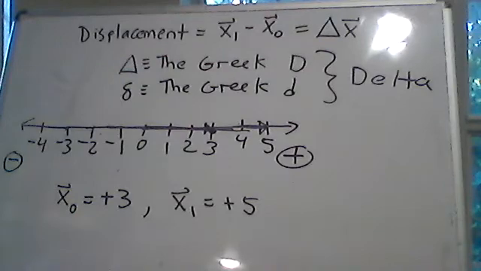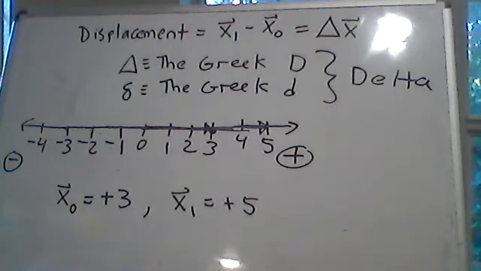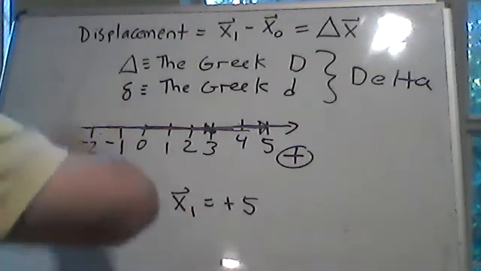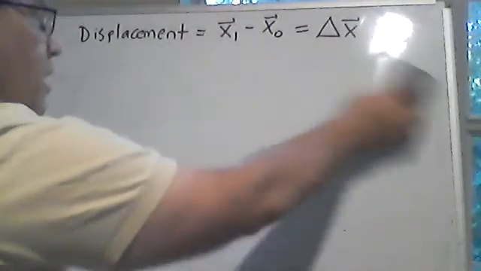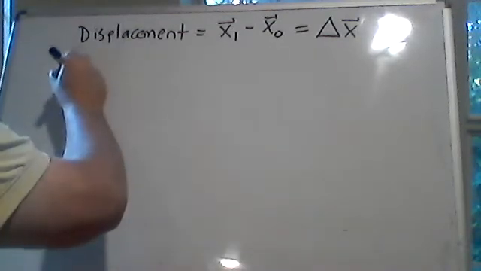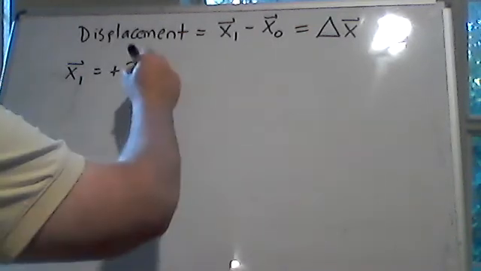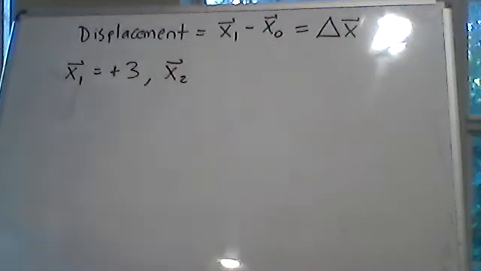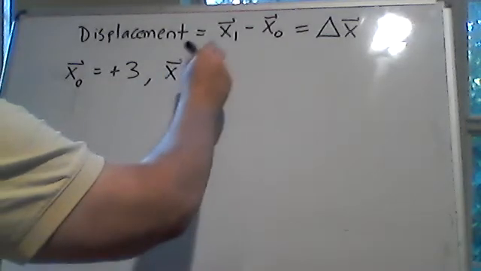So that's our displacement. Now, the positions are both vectors. We know that the addition or subtraction of vectors gives you another vector. We discussed that back in chapter 1. So we know that the displacement has got to be a vector. All right, let's discuss how we can calculate this. I said originally that x naught is positive 3, and we're still in one dimension, and x1 is positive 5.